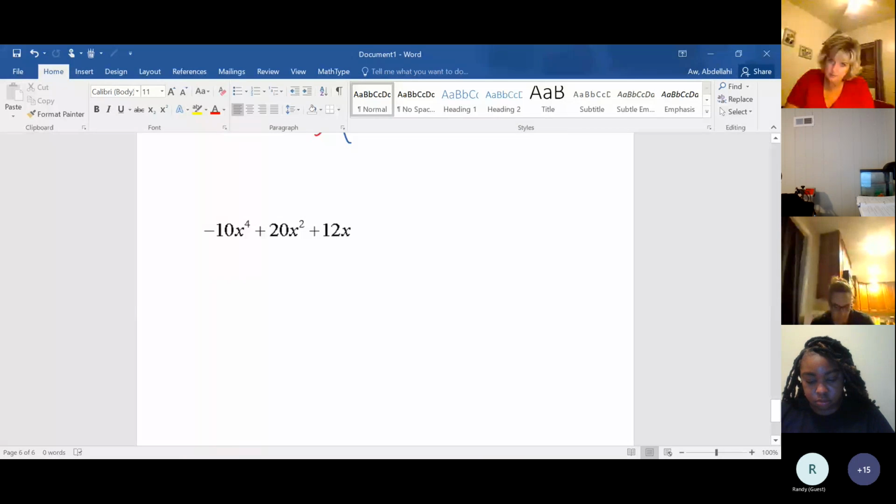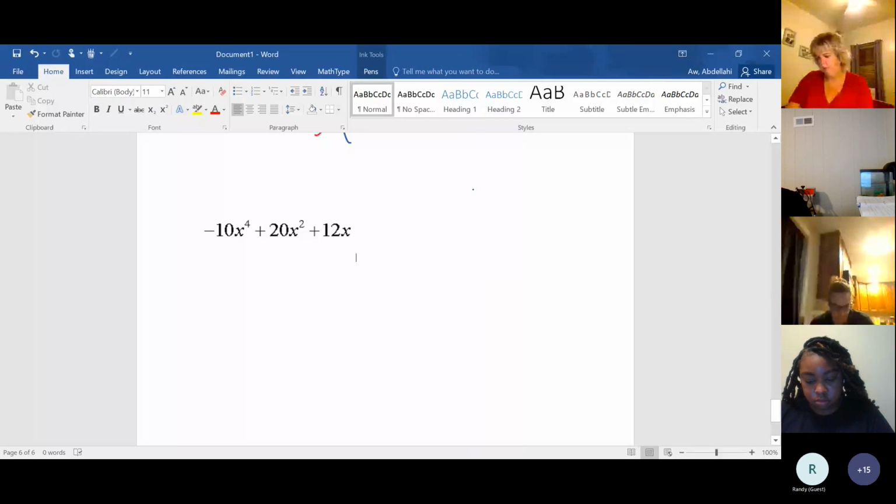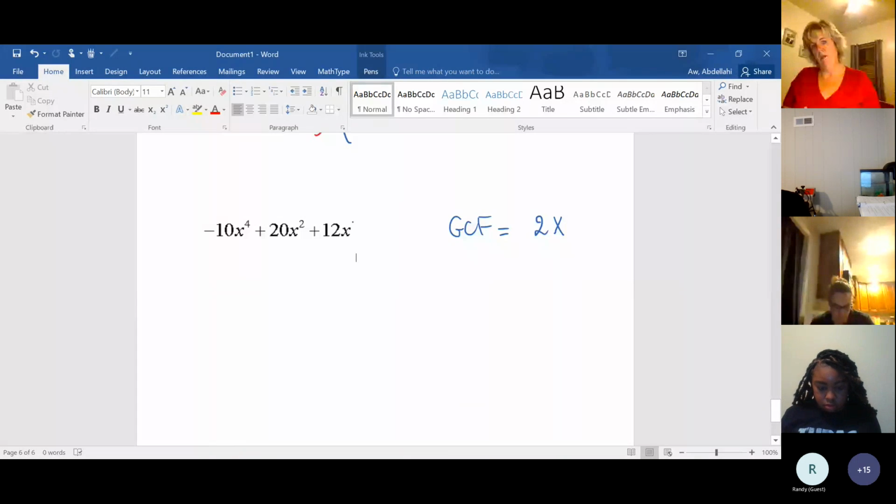Okay, so right here, the regular GCF is what? The regular GCF is 2x to what power? To the power 1, right? Because this is 1 right here, it's just 2x.